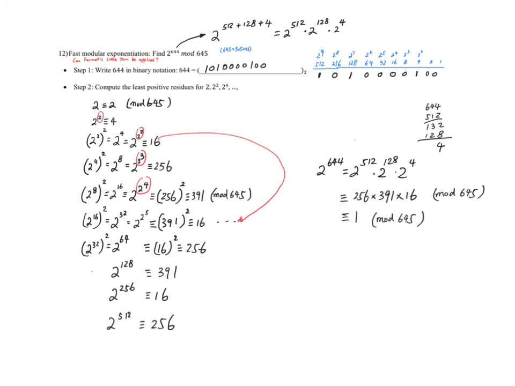In a separate video, I'm going to show you how this same problem can be solved using the fact that 645 is equal to 3 times 5 times 43, and then we will talk about how we can use the Chinese remainder theorem to solve this.